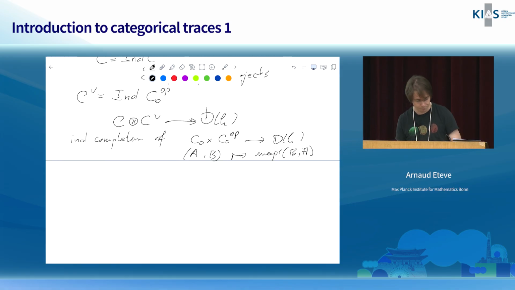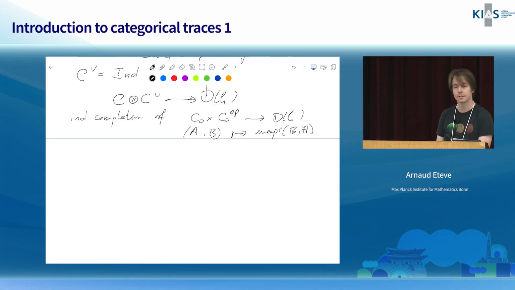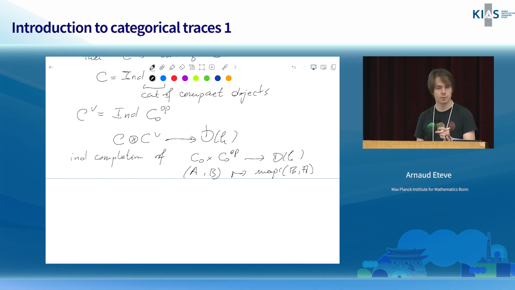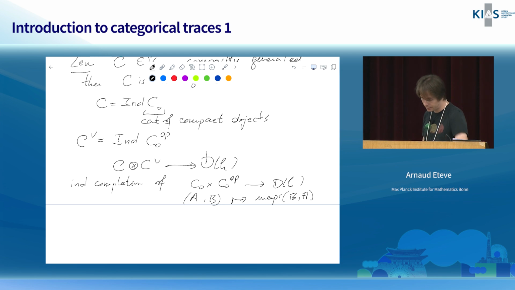Is it true that the ind-completion of C0 times C0 up is a tensor product? Yes. Let me also repeat the question. The question was, is it clear that the ind-completion of this is this tensor product? And the answer is yes.